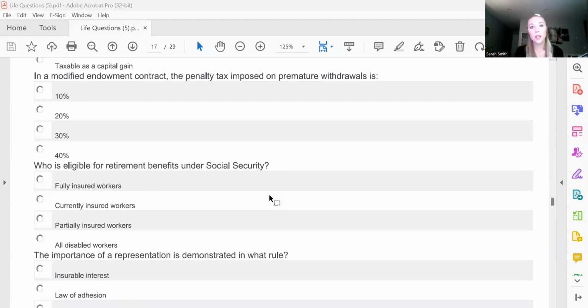All right, in a MEC, the penalty tax imposed on premature withdrawals is what? And this should be pretty easy. This is kind of like the same as an early withdrawal from a 401k, but it's 10%.